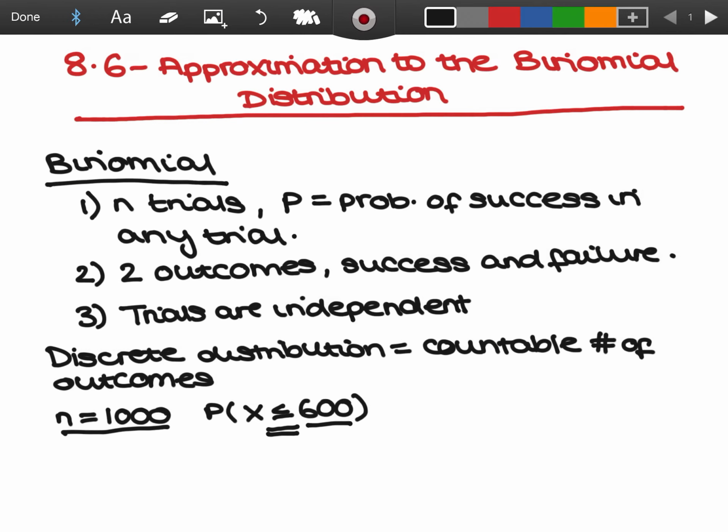But in this case, if we're looking for the probability that x is less than or equal to 600, we know how to type that into a calculator. Way back when, they didn't have a binomial CDF function. They didn't know what to do.